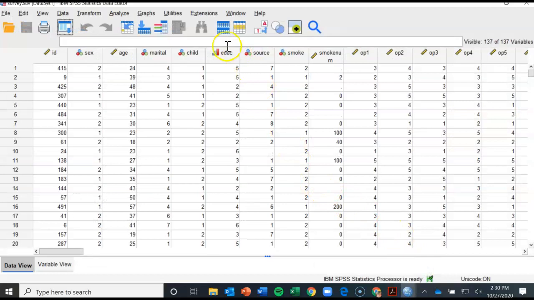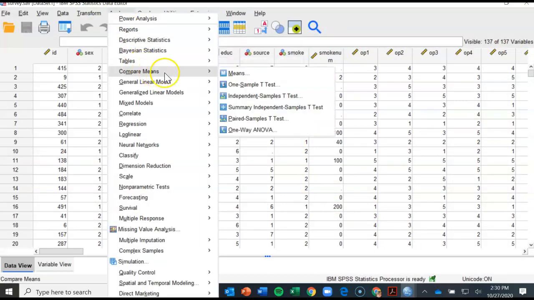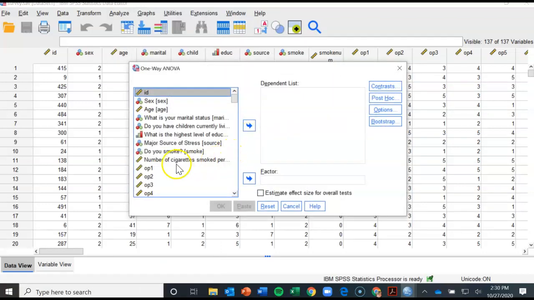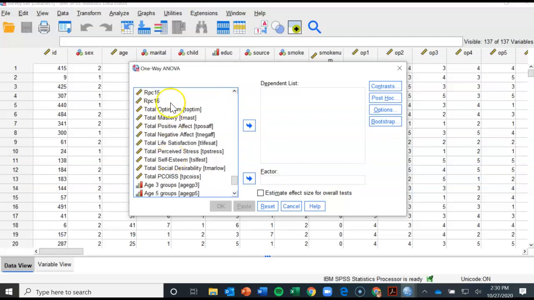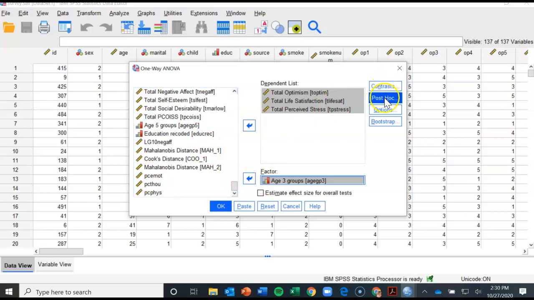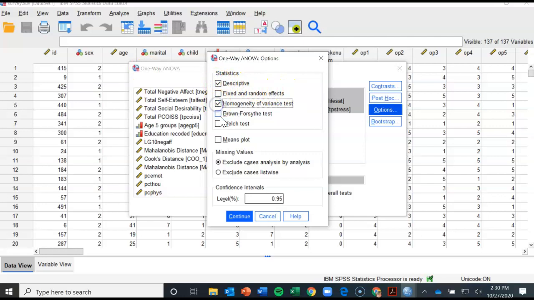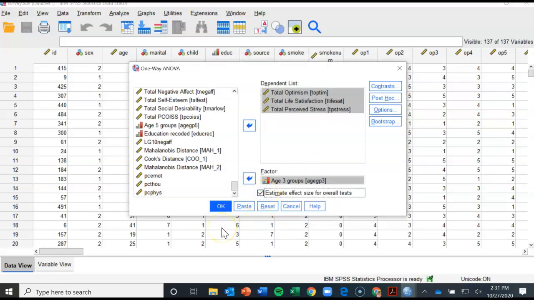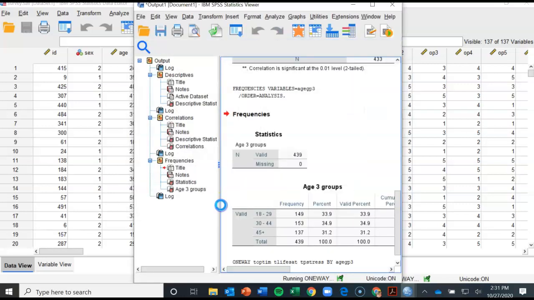So I'll toggle back to my data set. I apologize for my voice this week. Lots of allergies. So I've gone to Compare Means and down to One-Way ANOVA. In my dependent list, I want my three quantitative variables. So I want optimism, and I'm holding down my control key, life satisfaction, and perceived stress. Put them in the dependent list. Then I need to go down to my grouping variable, which is age in three groups. And I go to post hoc, I select Tukey. Go to options, I select descriptive, homogeneity of variance, Brown-Forsythe, and Welch. And it already says exclude cases analysis by analysis. And I hit continue. I also wanted to estimate my effect sizes, so I select that box. And I click OK.